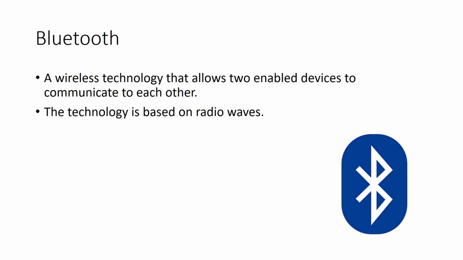Bluetooth, a wireless technology that allows two enabled devices to communicate to each other. The technology is based on radio waves. Many cell phones, headphones, speakers, and other devices work on Bluetooth. It's a very handy, short-ranged communication technology. So when you get into your car, your phone can connect to the Bluetooth because you're close enough to it. However, if the car was driven a mile away, you wouldn't be able to connect to your Bluetooth, it'd be too far away.